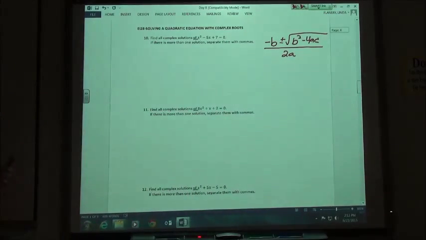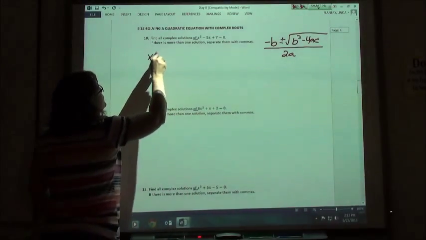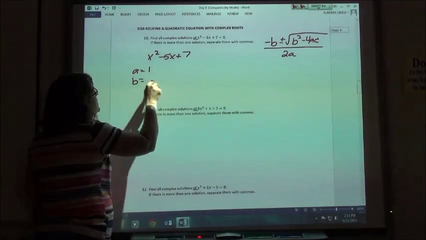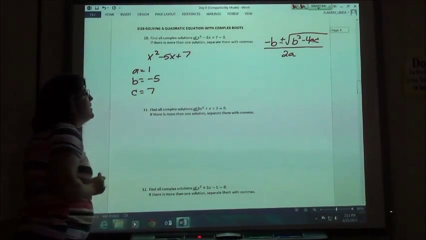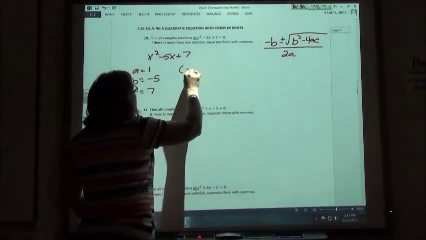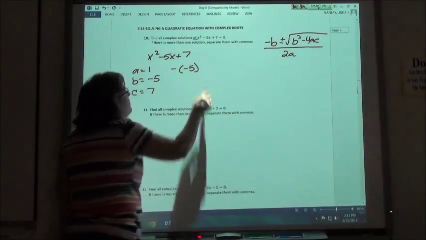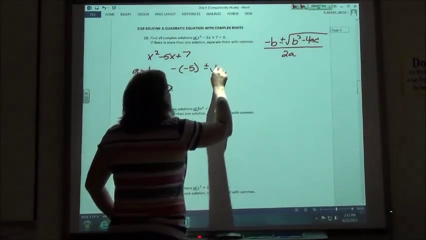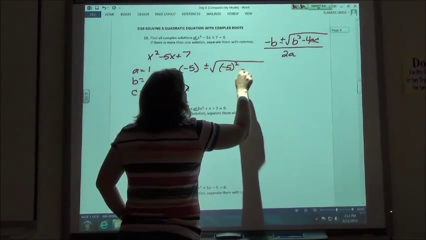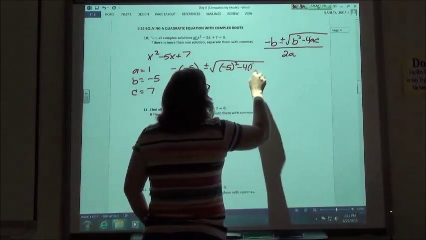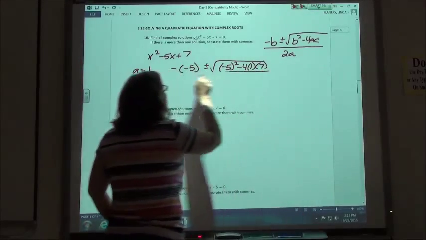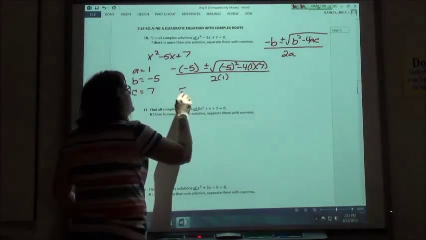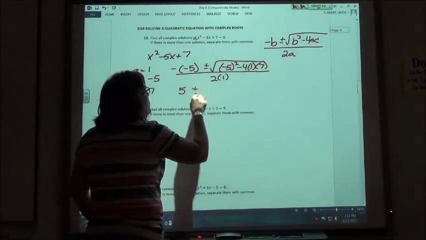And so we're going to plug our numbers in and go ahead and solve. So if I have x squared minus 5x plus 7, a is going to be equal to 1, b is going to be equal to negative 5, c is going to be equal to 7. So I'm going to have minus the b value of negative 5 plus or minus the square root of negative 5 squared minus 4 times the a value of 1 times the c value of 7 all over 2 times the a value. So since I have minus a negative, it becomes positive 5 plus or minus here.